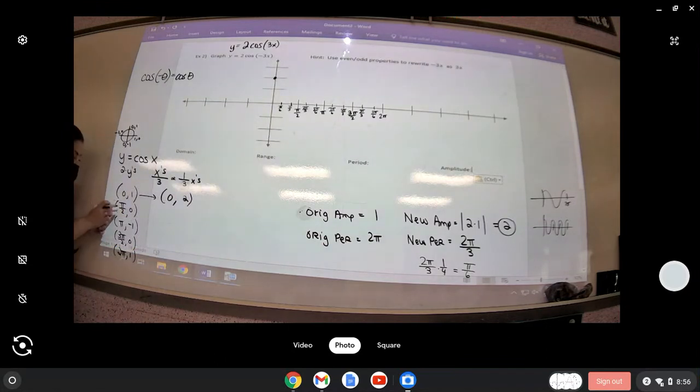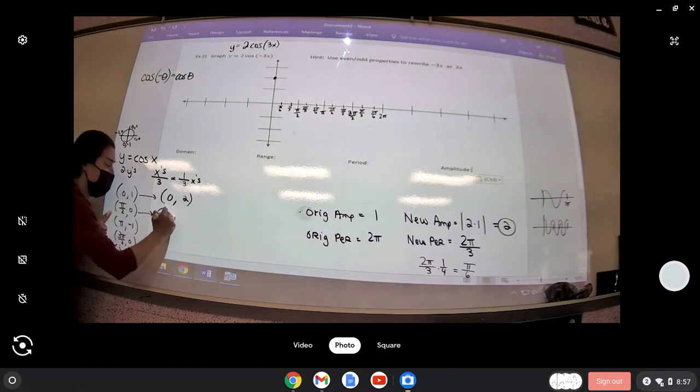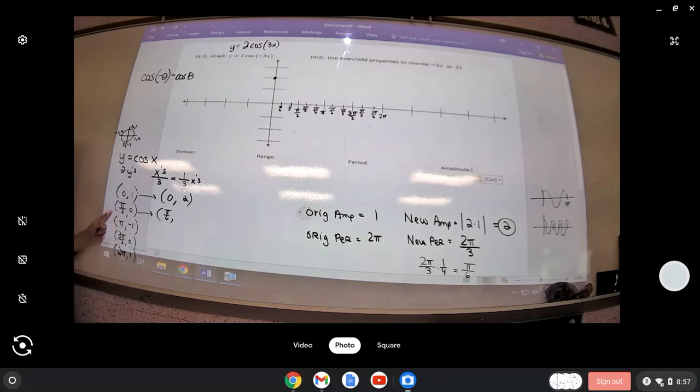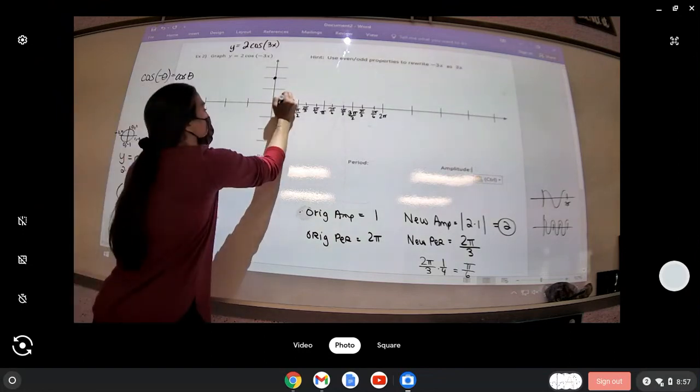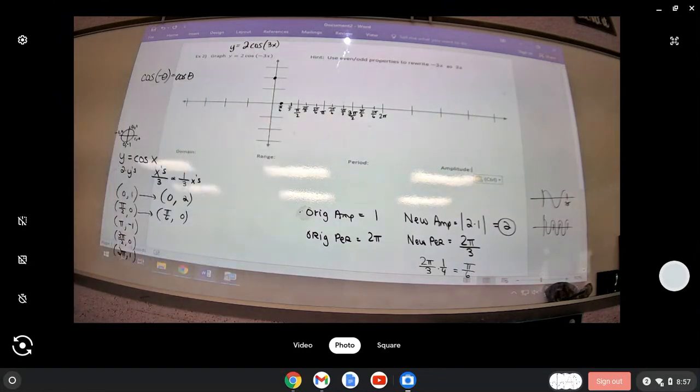Yep. All right, take pi over 2, times it by a third. What's pi over 2 times 1/3? Guys, that's pi over 6. That's our counting increment. Our next key point is pi over 6 away. Take 0, times it by 2. So pi over 6, 0.